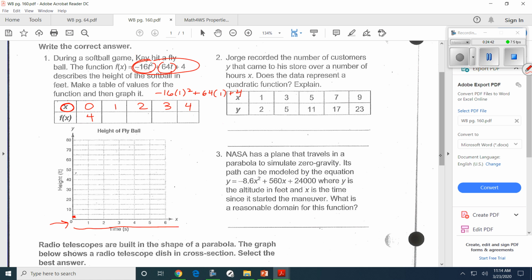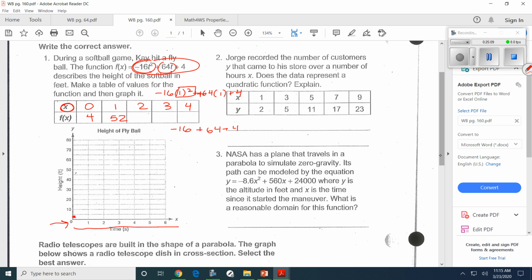When evaluating that, of course, you're going to do your exponents first. So 1 squared is 1. 1 times negative 16 is negative 16. Then we have plus 64 plus 4. Oh, that's a plus sign. I thought it was a negative sign. I couldn't even read my own writing. That's a plus 64. When you evaluate that, you're going to find that that would be 52.